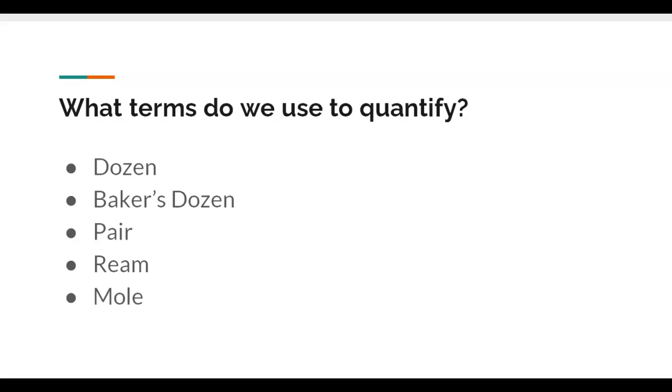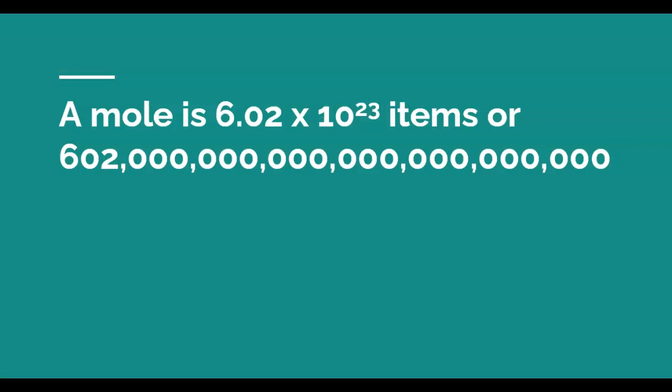In chemistry, the quantity that we're going to be discussing is the mole. And the mole's quantity is 6.02 times 10 to the 23rd items. If I were to write that out, it would be 602 sextillion. So that would mean it has 21 zeros after the 602 items.